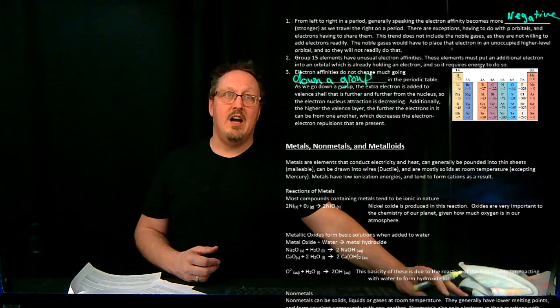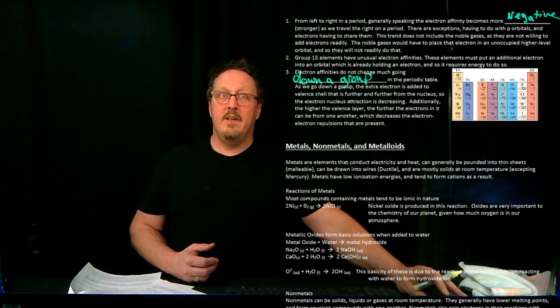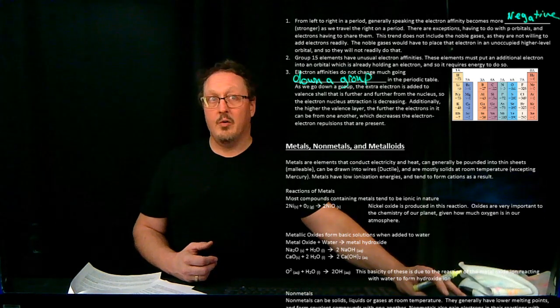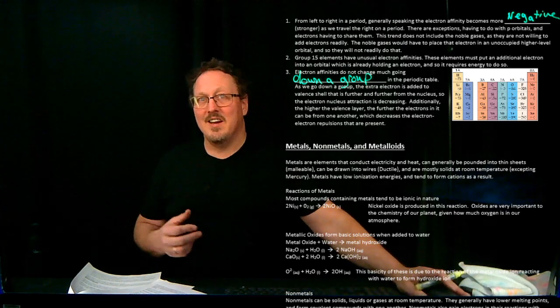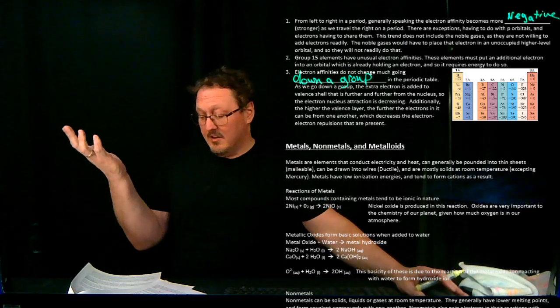If we're looking at hydrogen, lithium, sodium, potassium, and rubidium: -60, -53, -48, -7. If we look at oxygen, sulfur, selenium, and tellurium, they didn't change a whole lot. So that's kind of where that's at. So that's electron affinity.